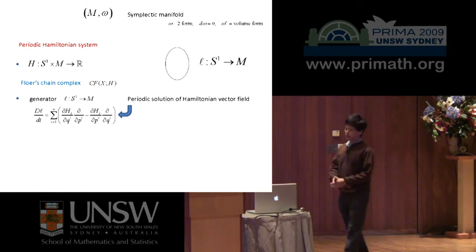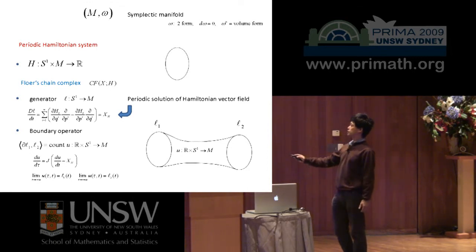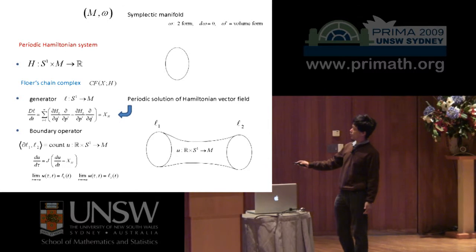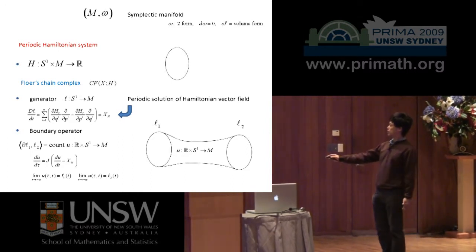Floer's chain complex, in this case, is the space of solutions of these periodic Hamiltonian systems. Then Floer introduced a boundary operator for this chain complex. As a vector space, it is generated by the solutions of this periodic Hamiltonian system, and he defined the boundary operator by counting certain objects. So you have L1 and L2, and both are solutions of this periodic Hamiltonian system. Floer considered a map U from the cylinder to M, and you assume that the cylinder is asymptotic to L1 when tau goes to minus infinity and asymptotic to L2 when tau goes to plus infinity.